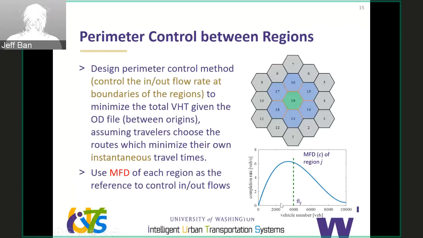I try to control the number of vehicles in each region, keeping it in this efficient range by metering the inflow and outflow between any two regions. If I can achieve that, then I probably have good congestion in my region, or rather, not congested in my region. So that's how MFD-based control can be explained in this sense.